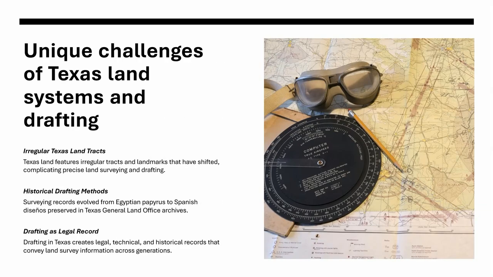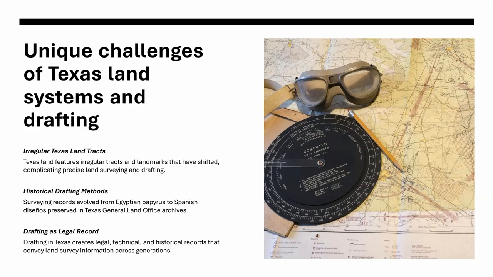This is why drafting in Texas is so demanding. Instead of tidy grids, we inherit highly irregular tracts. Instead of section corners every mile, we deal with landmarks that may have shifted or disappeared with time. Instead of consistent acreage counts, we see descriptions that require a professional level of interpretation. And that brings us to drafting.